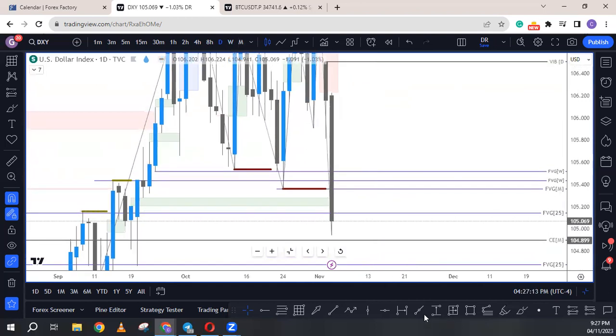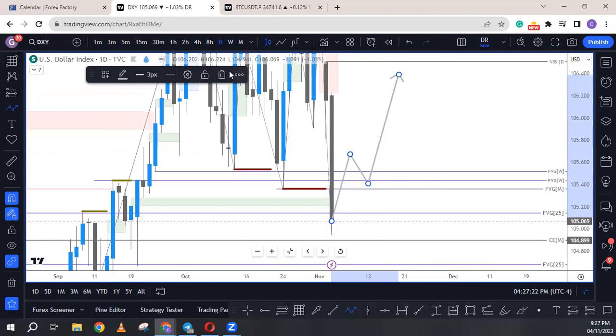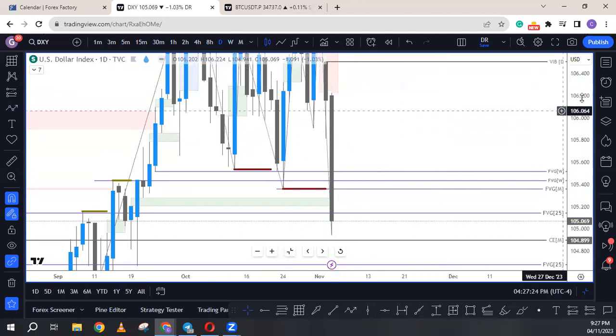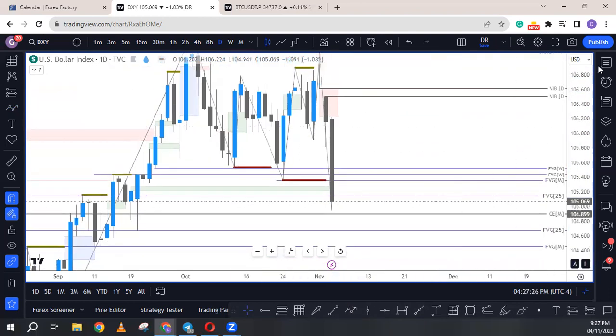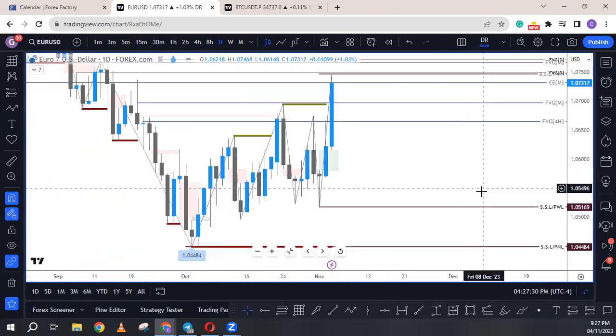But if price comes back here and closes above this on the daily time frame, then we might see something like this. So that's what we'll be expecting next week, Monday. Next, what we're going to be looking at is the EURUSD.